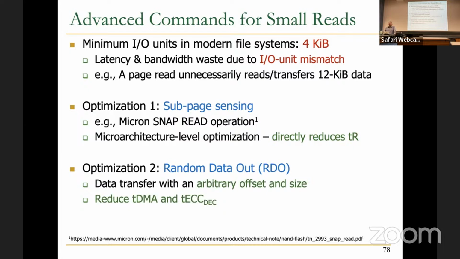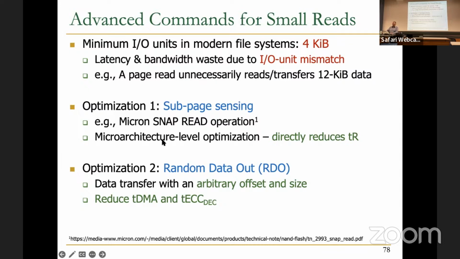Another optimization is random data out. Let's say you can read 16 kilobytes, but you have that in the page buffer, the on-chip buffer in your flash memory. Then you don't need to spend the whole time sending all 16 kilobytes back to the flash controller. You only do random data out. You only send out the data that you want, 4 kilobytes, for example. And that can be at any offset, essentially.